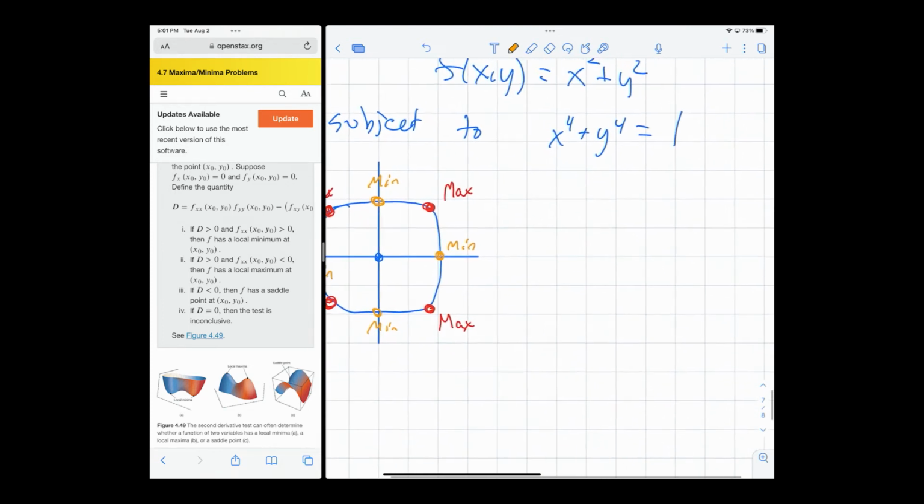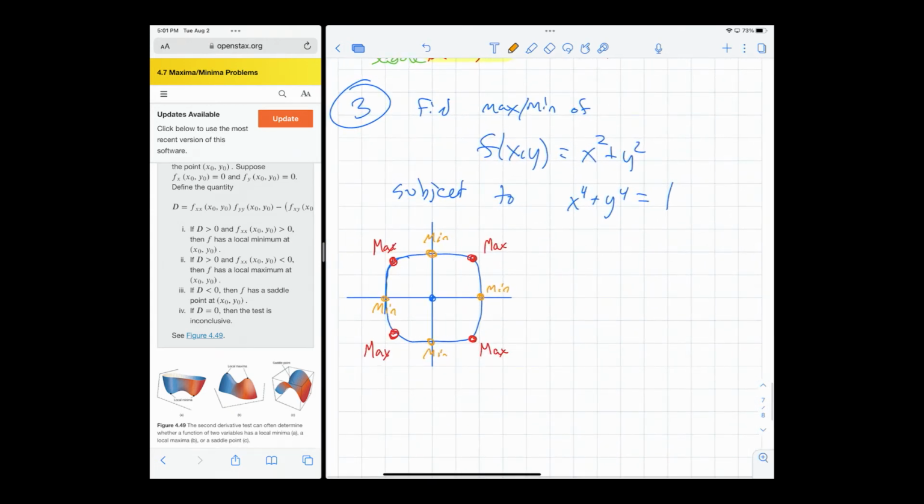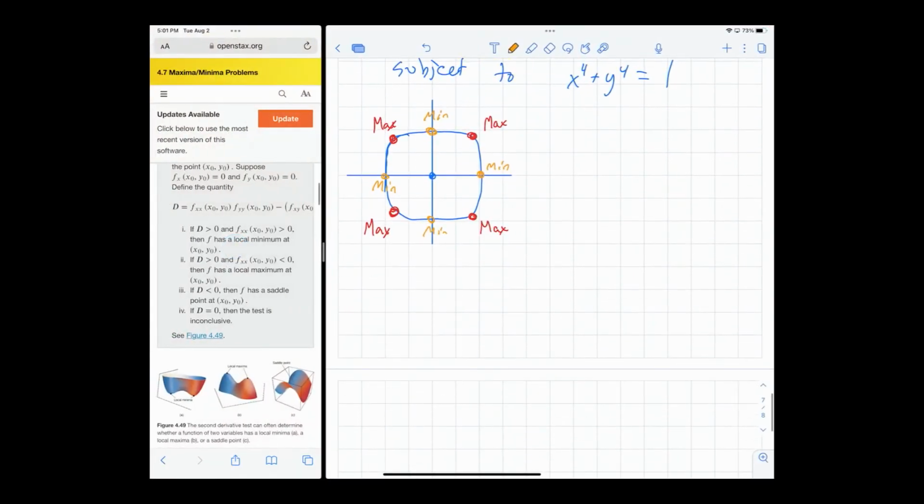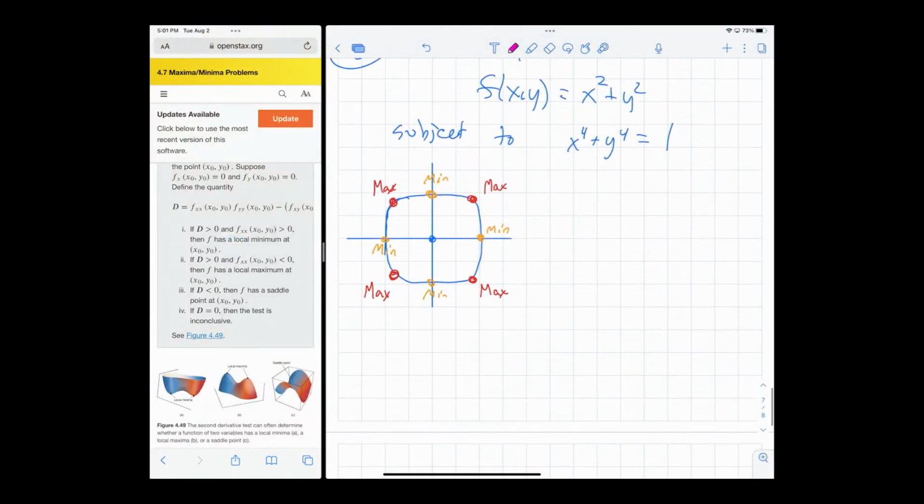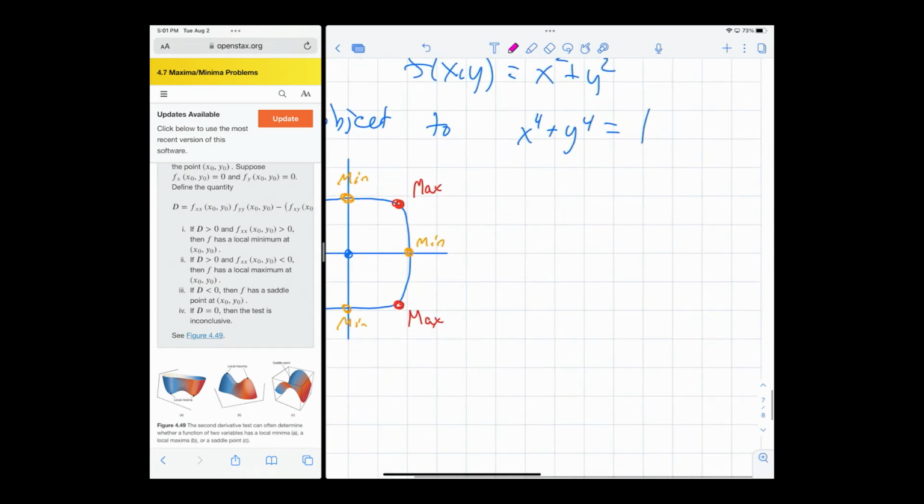You don't need Lagrange multipliers, but they say to use Lagrange multipliers, so we're going to use Lagrange multipliers. All right. So let's get into it. How do you do Lagrange multipliers?